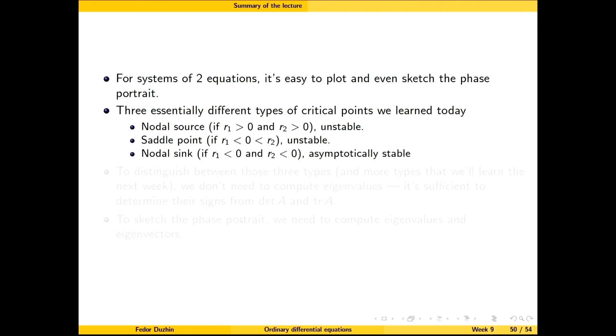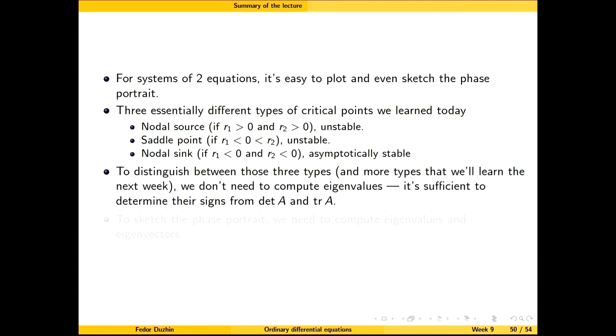They are actually very similar to what you saw in calculus 3, to a point of local minimum, a saddle point, and a point of local maximum. So even one word is the same. It's still a saddle point. Then to distinguish between these types, you need to apply a very similar type of analysis as what you did in calculus 3. To sketch the phase portrait is trickier, but it's not too hard. We can compute eigenvalues and eigenvectors, and then we can sketch the phase portrait.